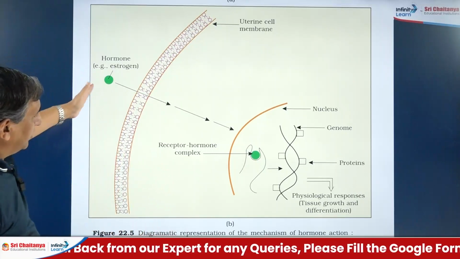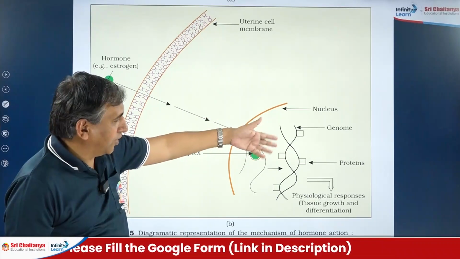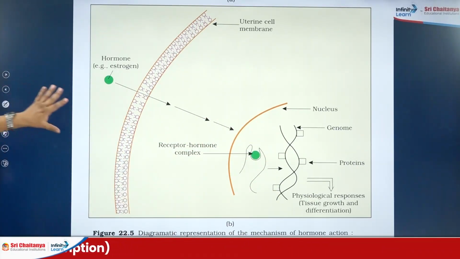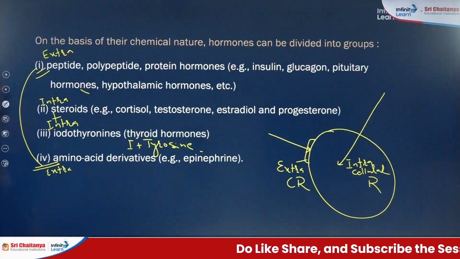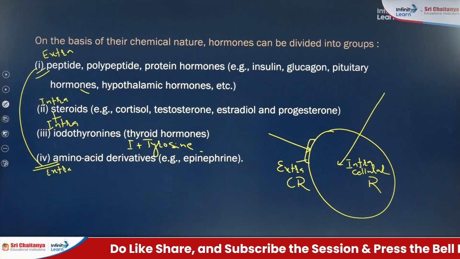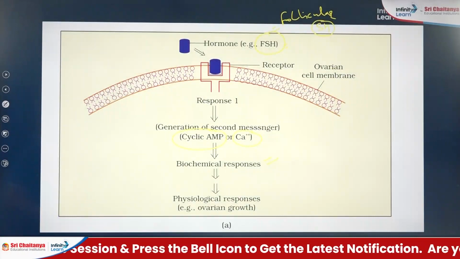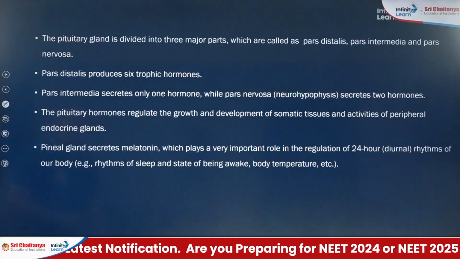And steroid hormones work through the intracellular receptor. They work at the level of gene and produce their effects. So if you want to remember it, you have to remember this classification of hormone. Without remembering this classification, you are not able to answer any question. So this is one point, and I said this point is very important.